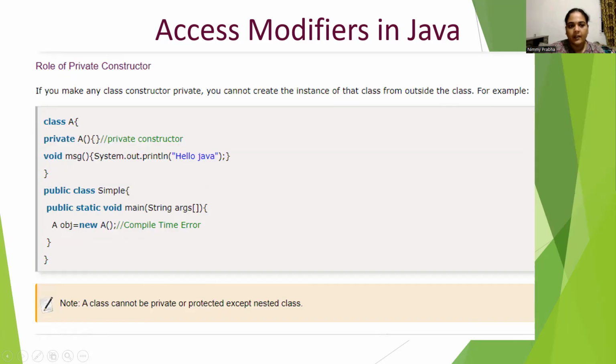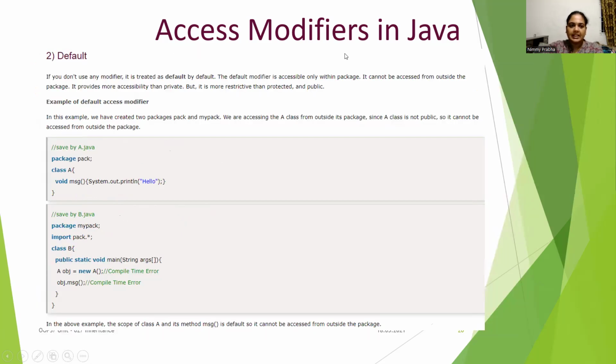Next one is the role of a private constructor. What do you mean by constructor? A method with the same name as the class is known as a constructor. So it's a private constructor. Here also one method is there. In public class Simple, we are creating an object: A obj equals new A. The constructor is also private, so we can't use it and an error will occur.